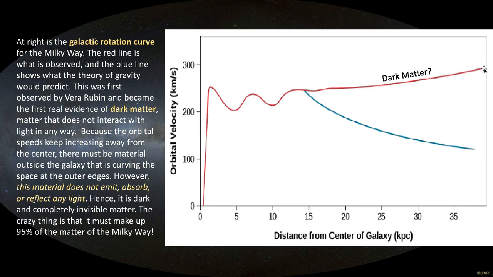But what we see is the red line, and you could either say it flattens, but it's sort of like it's still even increasing. And so these stars out here are actually orbiting faster than the stars that are just outside of the core. It's as if Neptune was moving faster than Mercury. It doesn't make any sense.